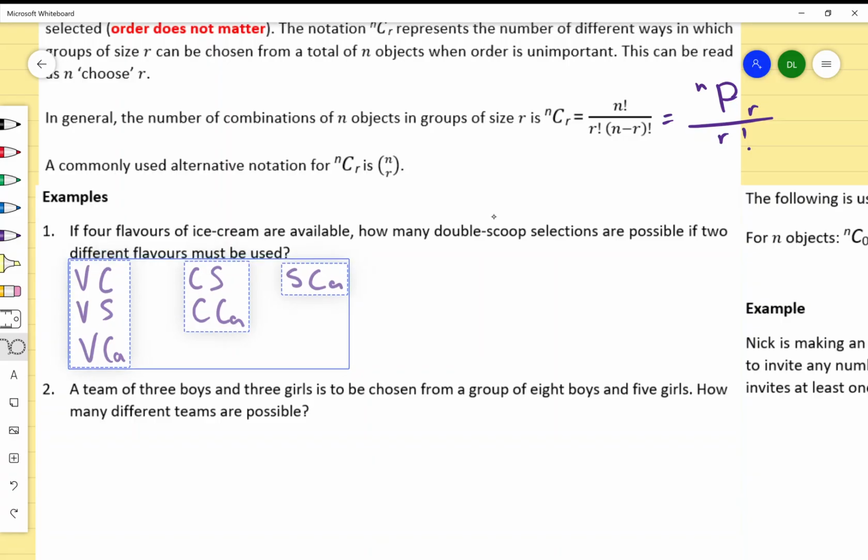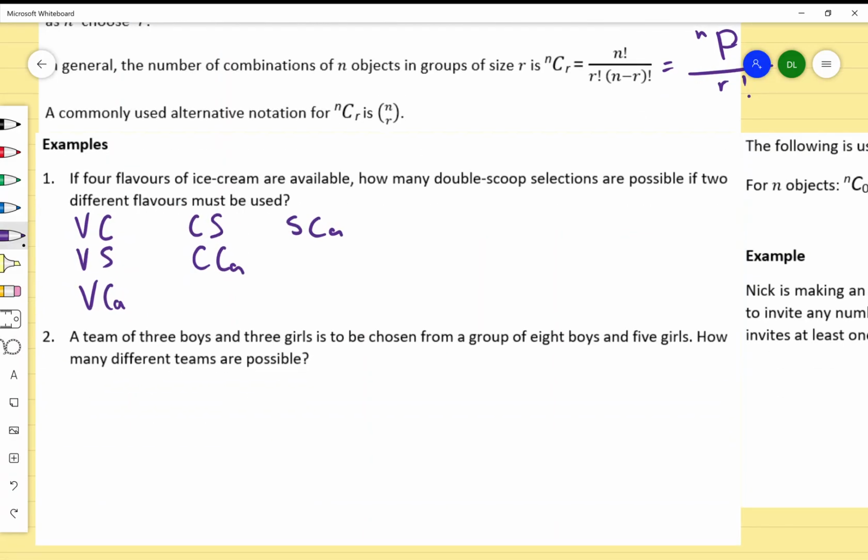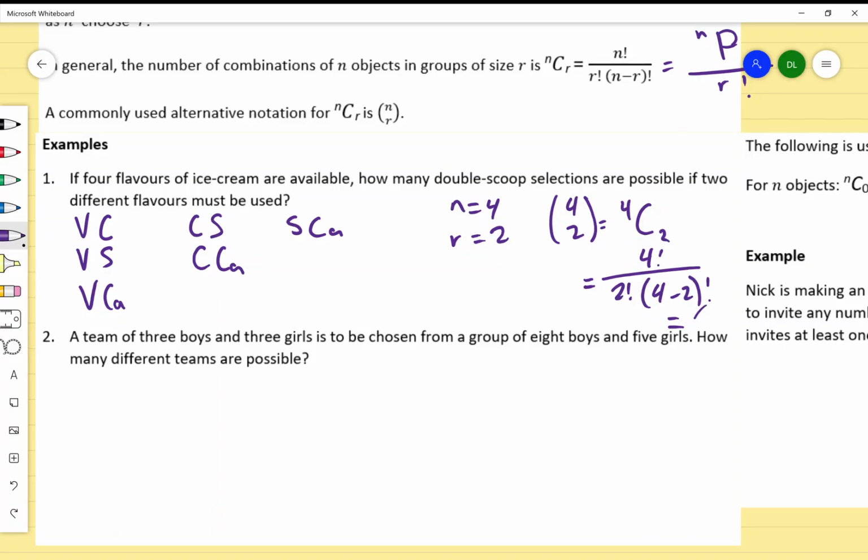Now, if we were to use the formula, it'd be the same thing. We know the number of flavors is 4, so n equals 4, and we know the group size is 2. We can write it as 4C2, which gives us 4 factorial over 2 factorial times (4 minus 2) factorial. You can either put that in the calculator or solve it yourself. Remember, factorial is just a multiplication of the numbers going down. So we end up with a value of 6.